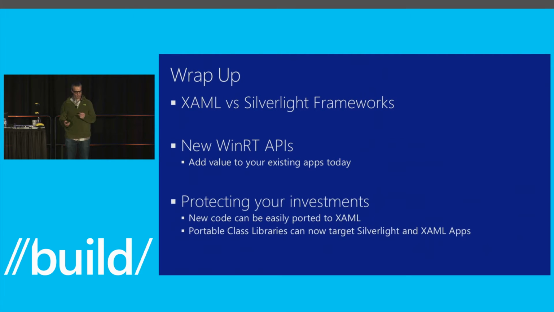Now, the last thing I want to say, and I mentioned this earlier a little bit, is that as you're using these new APIs, if at some point in the future you change your mind and want to migrate to the XAML stack, then all that code you've added, the new WinRT code, is easily ported over, almost like cut and paste, like the background task stuff. And the last note here is that portable class libraries now actually support targeting both Silverlight and XAML. So that might be another way to get you there over time if you want to take your time getting over to the XAML area.